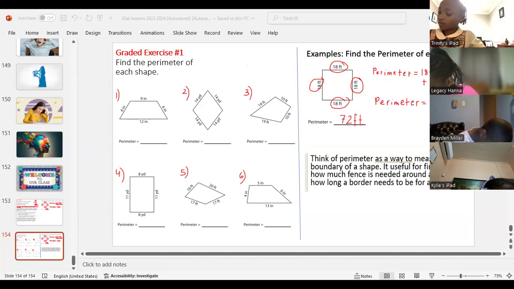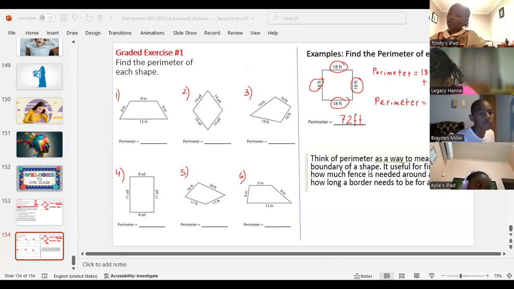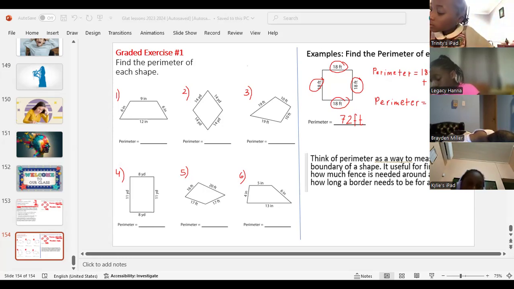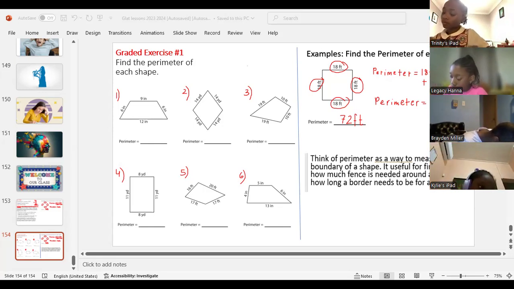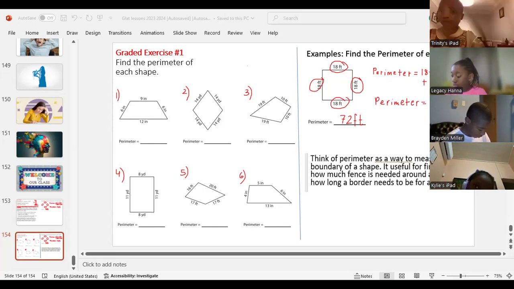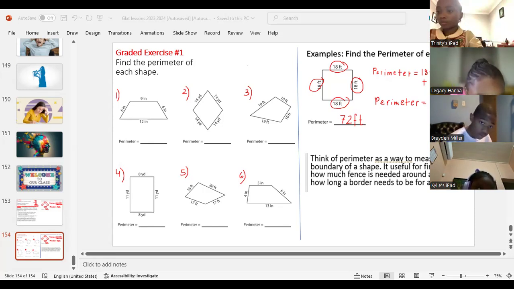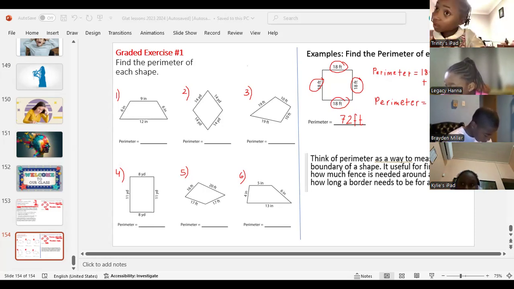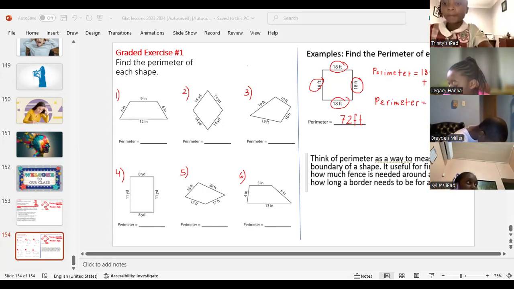And Braden, what number are you on? I'm going on number 2. That's good. Kylie, what number are you on? I'm on number 1. You just started. Trinity, have you started yet? Yes, sir. And what number are you on currently? Number 3. Good.